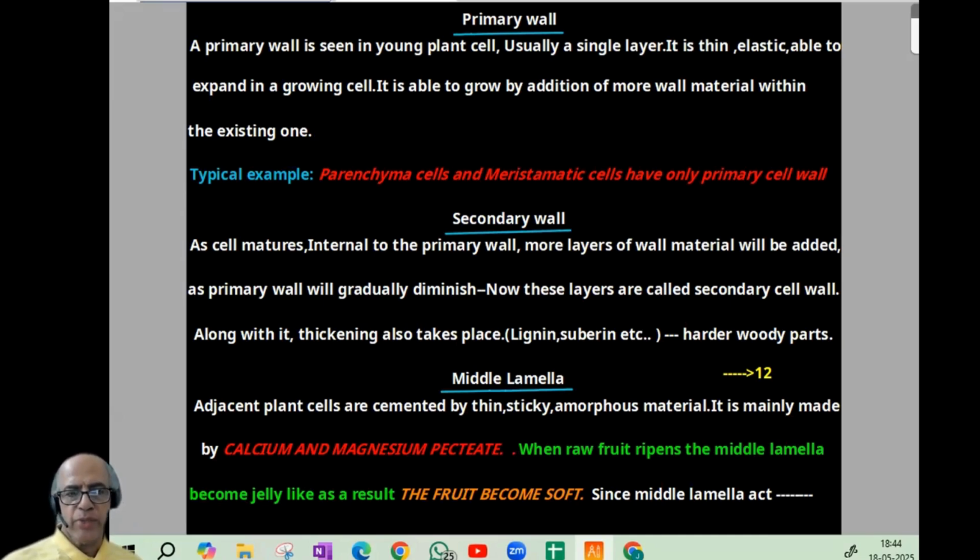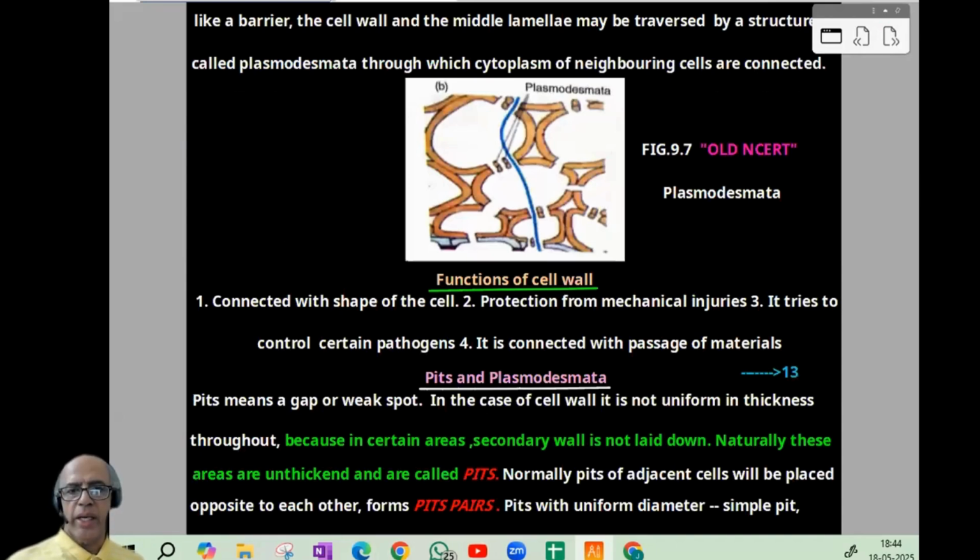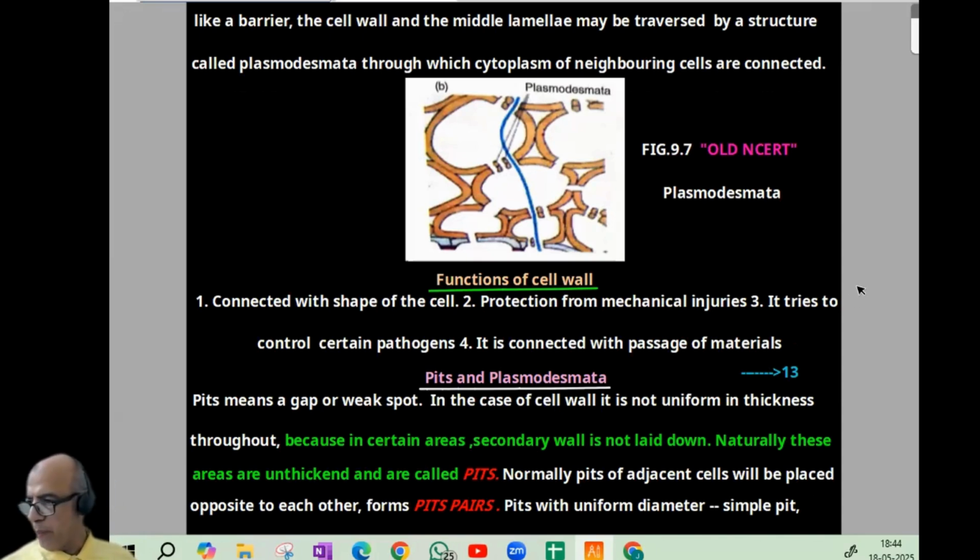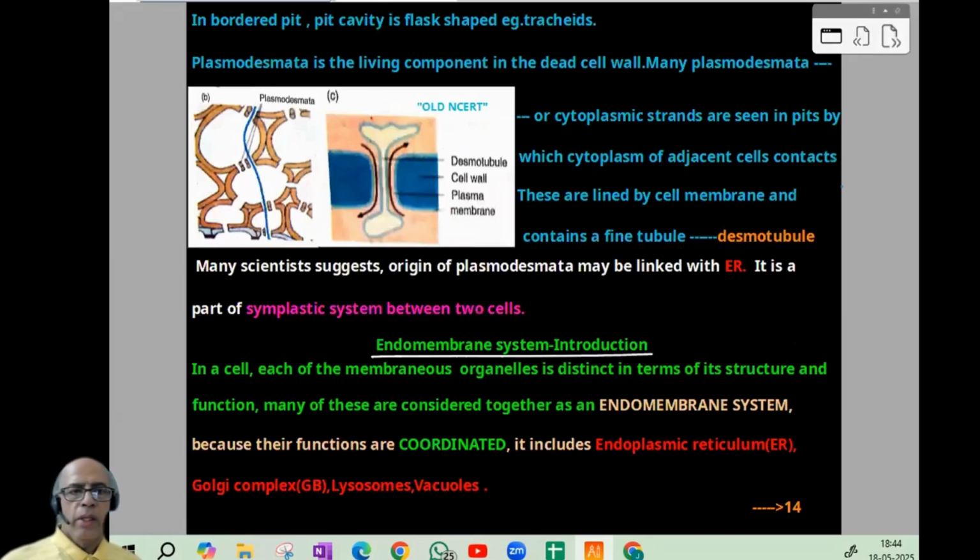Then the middle lamella, a famous question. It is the cementing material between two plant cells, made of calcium and magnesium pectate. When fruit ripens, it becomes soft. Then next is plasmodesmata, again an old NCERT diagram showing plasmodesmata, then the functions of the cell wall. After that, pits and plasmodesmata. Pits means gap or weak spot. Paired pits can be seen. Pits with a uniform diameter are called simple pits. Then in bordered pits, the cavity is flask-shaped, for example in the trachea.